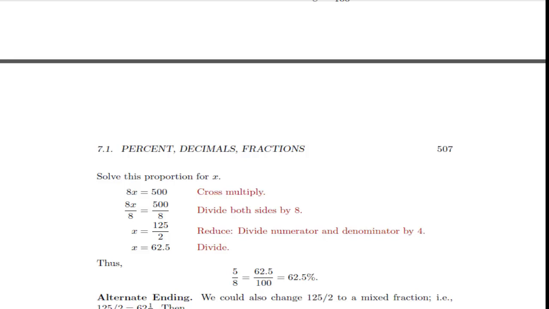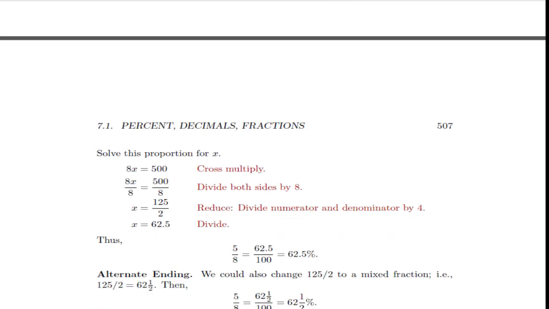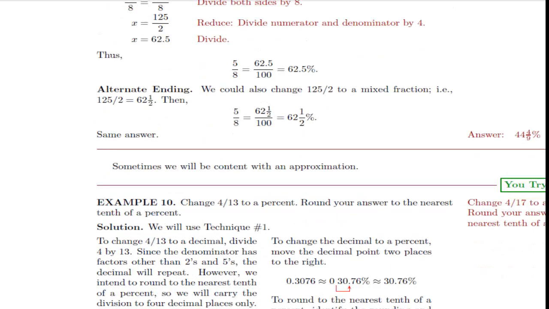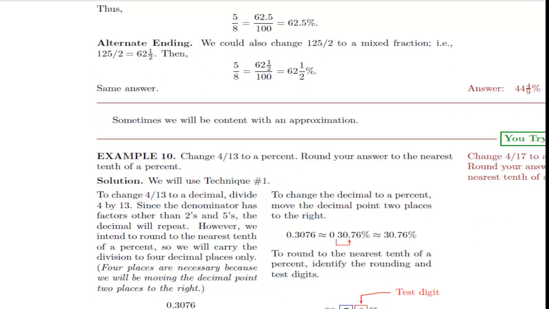Cross multiply to get 8x equals 500. And divide both sides by 8. On the left we get x, and on the right 500 divided by 8 is 125 over 2. And 125 divided by 2 is 62.5. Thus 5 over 8 equals 62.5 over 100 equals 62.5%. Alternate ending. We could also change 125 over 2 to a mixed fraction, i.e. 125 over 2 equals 62.5. Then 62.5 over 100 equals 62.5%. Same answer.